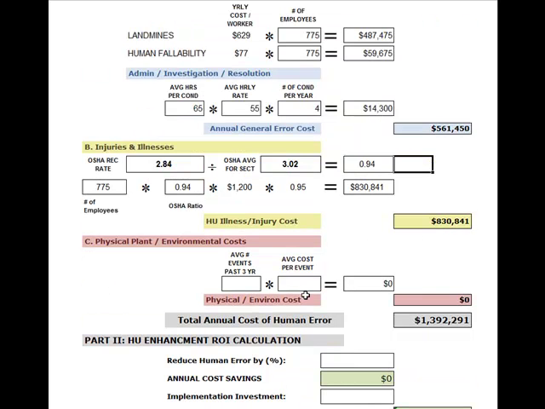All right, now down to section Charlie, physical, plant, or environmental costs. This is where you would enter any discrete or external costs caused by the errors and events that you have. So in a lot of industries, you can ruin equipment, you can cause events that have environmental cleanup costs, those sorts of things, or anything that requires external costs to fix. This is where you'd want to enter it. Now, we recommend that you take the average number of these types of events over the past 3 years and put that average number in here.